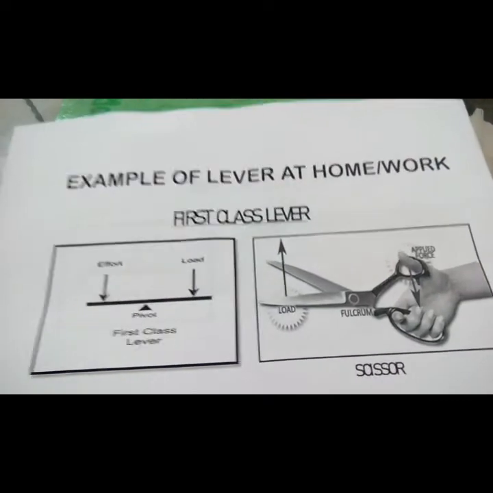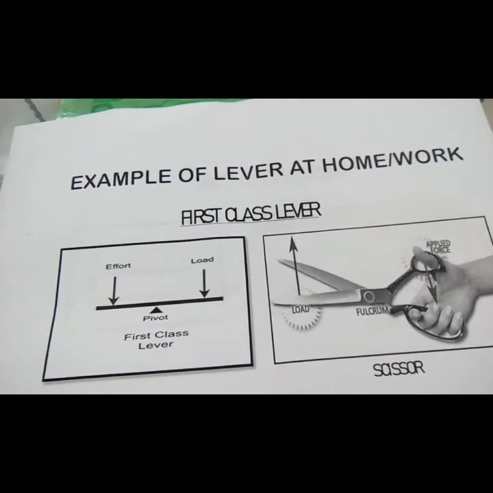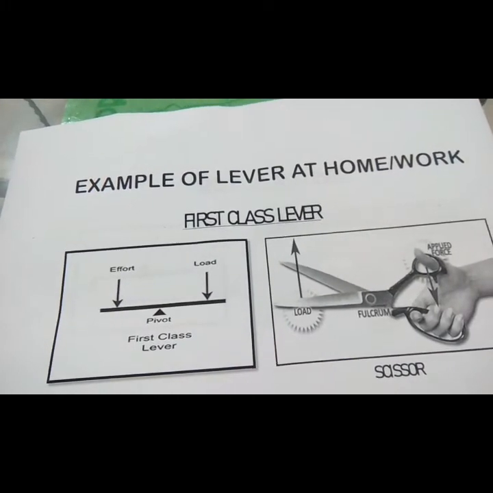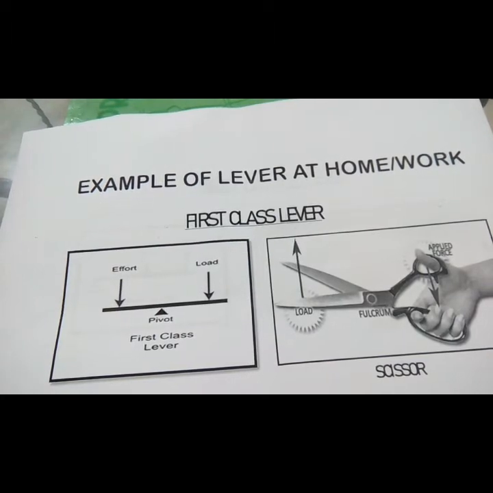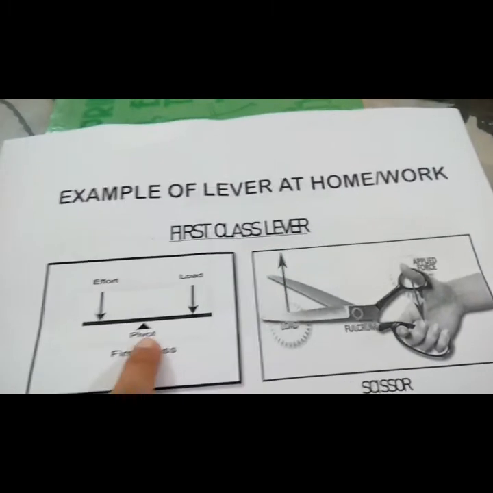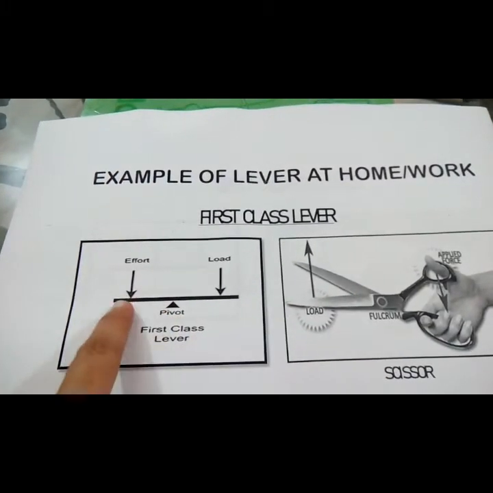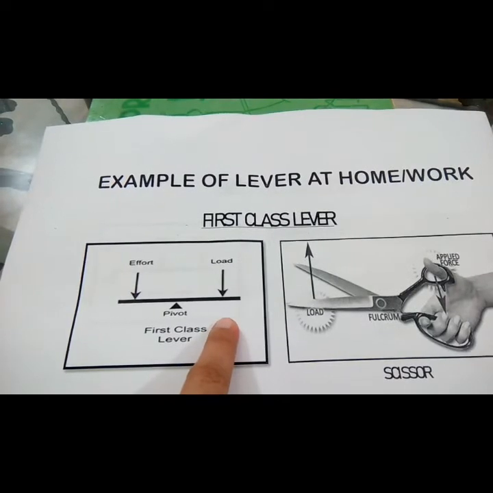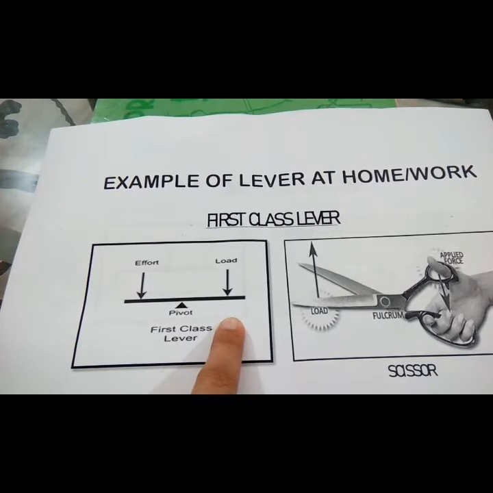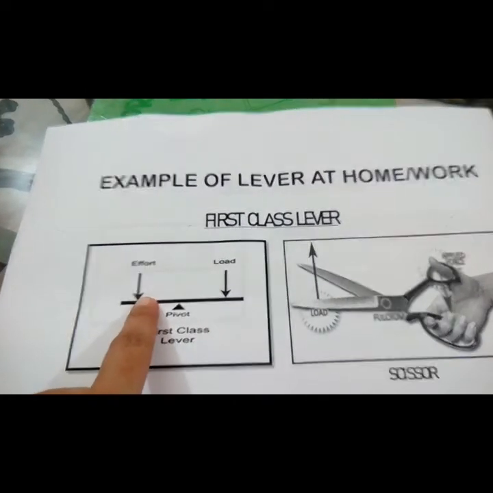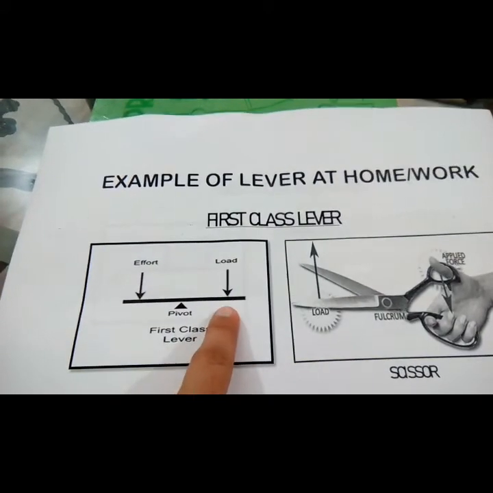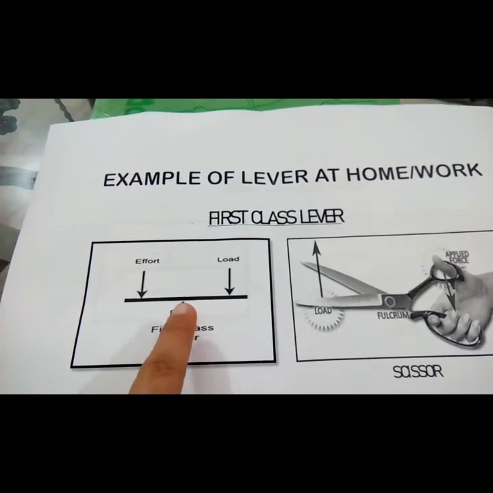Examples of levers at work or at home. I am only explaining the common examples which are used in our daily routine. The rest of the examples are mentioned in the chart which I showed you earlier. First class lever. In a first class lever, the fulcrum is between the effort and the load, and the effort is applied on one side of the fulcrum and the load, the resistance, on the other side.